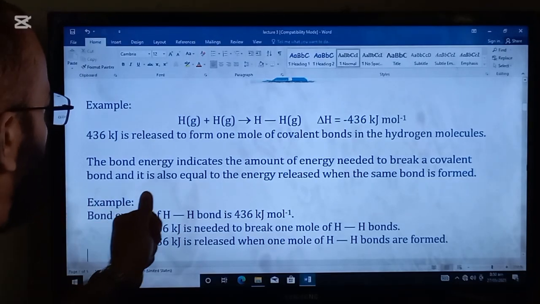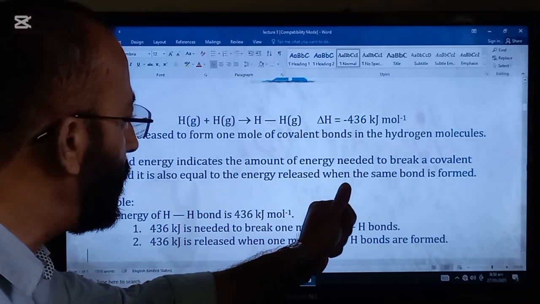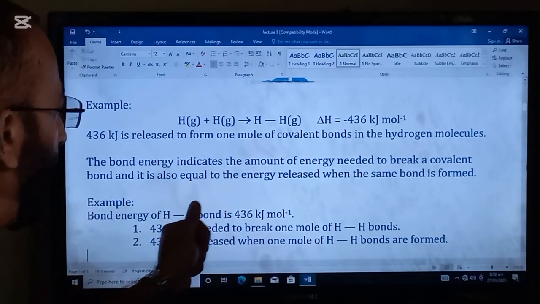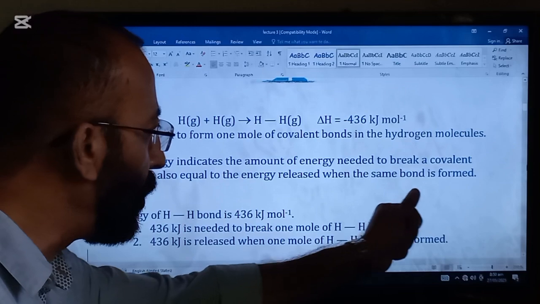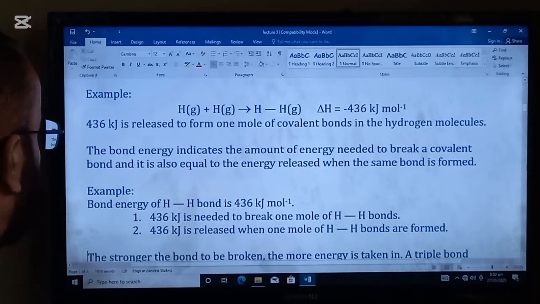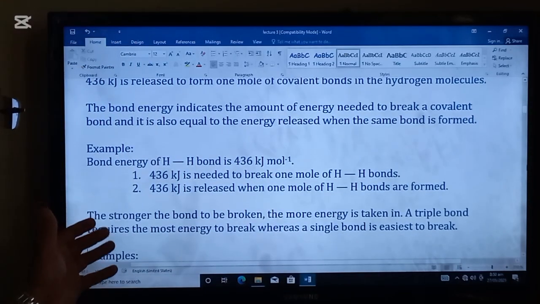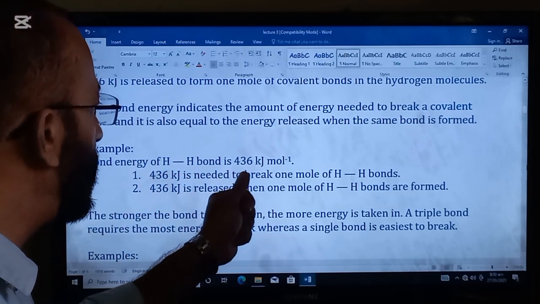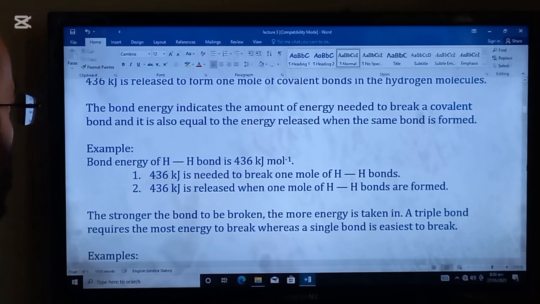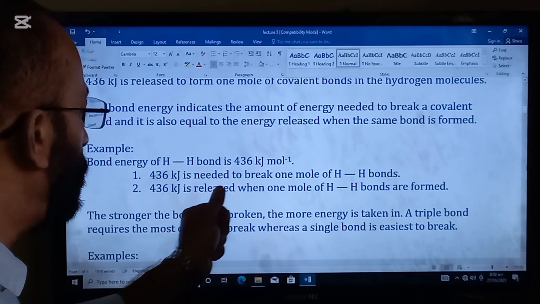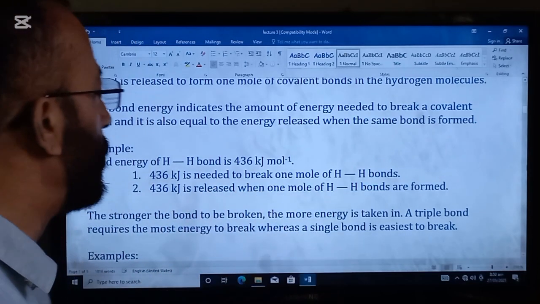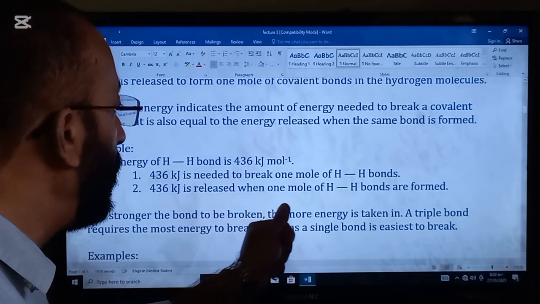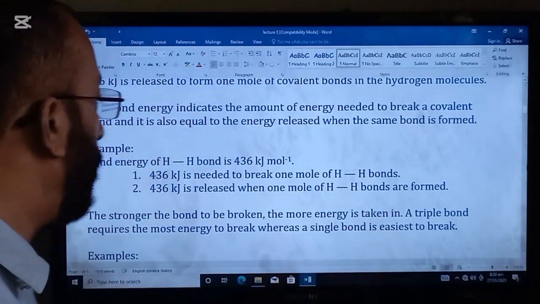So the bond energy indicates the amount of the energy needed to break a covalent bond, and it is also equal to the energy released when the same bond is formed. Example: bond energy of H2 bond is 436 kilojoule per mole. 436 kilojoule is needed to break 1 mole of H2 bonds. 436 kilojoule is released when 1 mole of H2 bonds are formed.